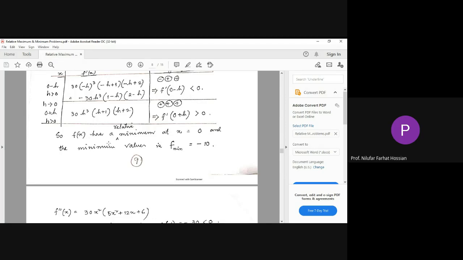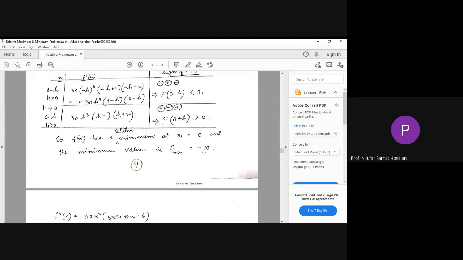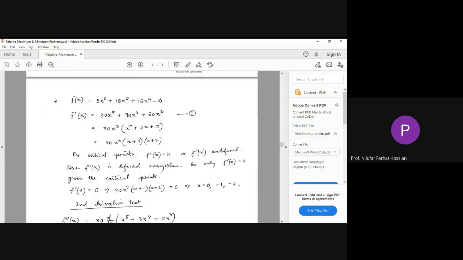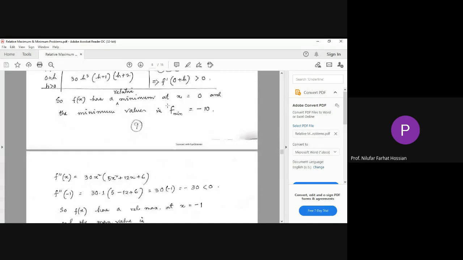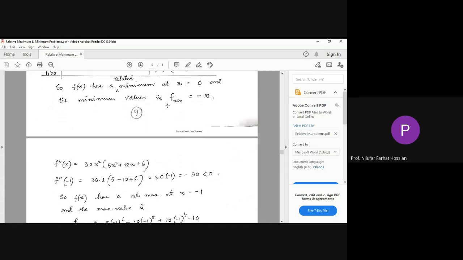F of 0 is minus 10. Go back to the original function. Yes, if you put x equal to 0, the function value is minus 10. So the coordinates of the relative minimum is 0, minus 10.